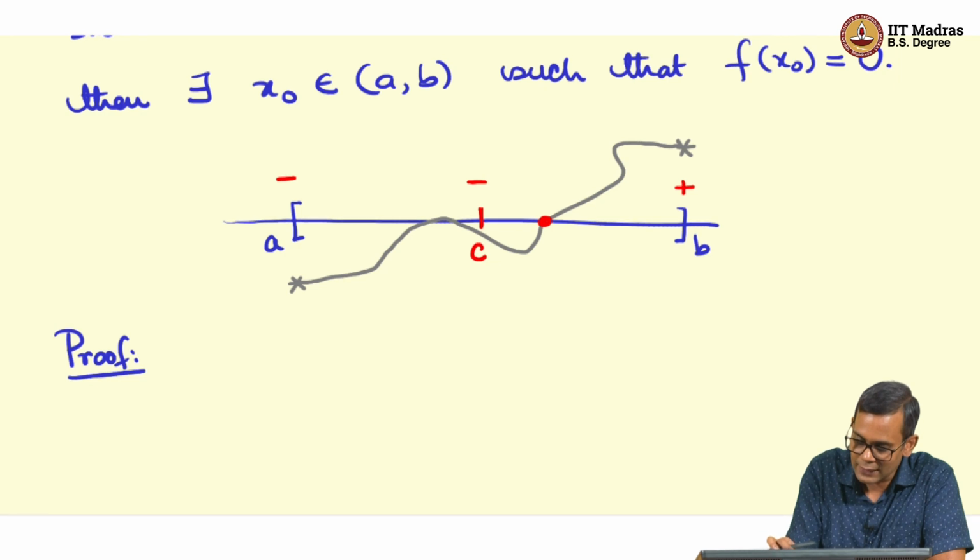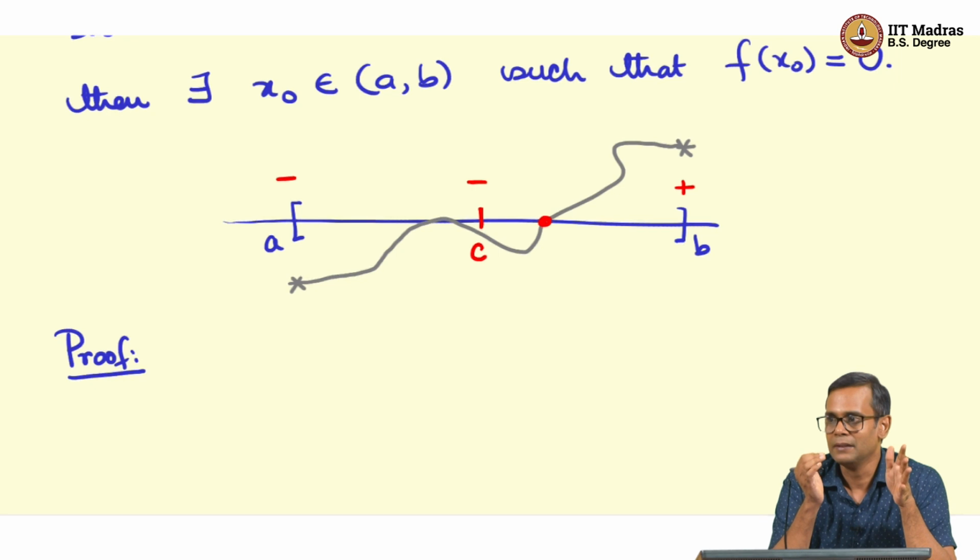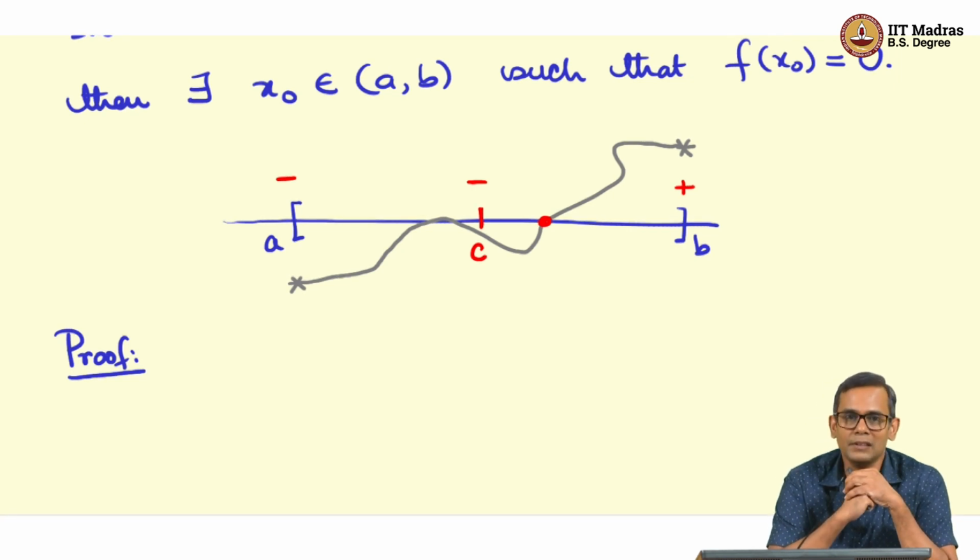And so, now I have the same situation that I had initially, where the sign of the function had changed between A and B. Now, the sign of the function has changed between C and B, but the length of the interval from C to B is half the length of the original interval from A to B. So, the idea is we will repeatedly keep dividing this interval into halves, and we will find smaller and smaller intervals on which the sign changes, and from that sequence of intervals we will find a point where the function must be 0.